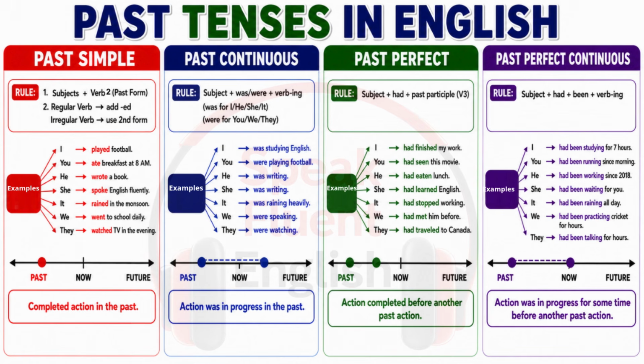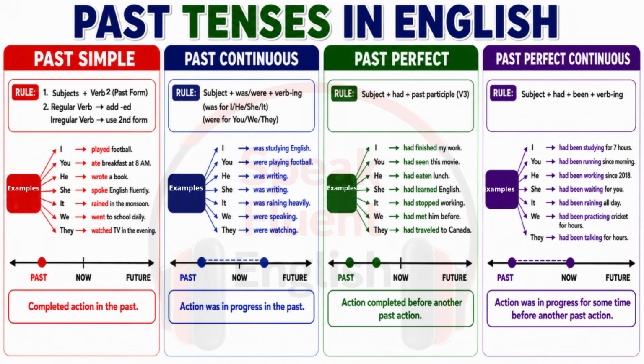Next, past continuous. We use the past continuous for actions that were happening at a specific time in the past or were in progress. The rule is subject plus was or were plus verb ing. For example, I was studying English.